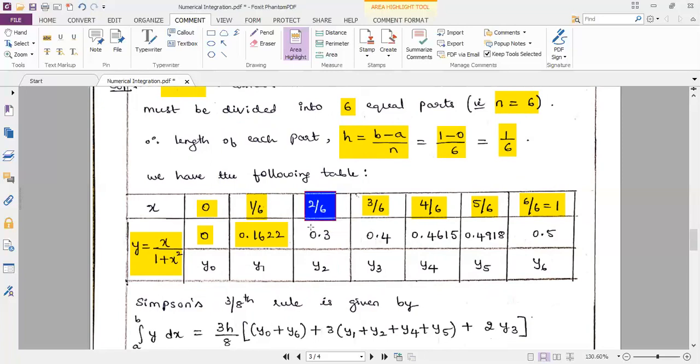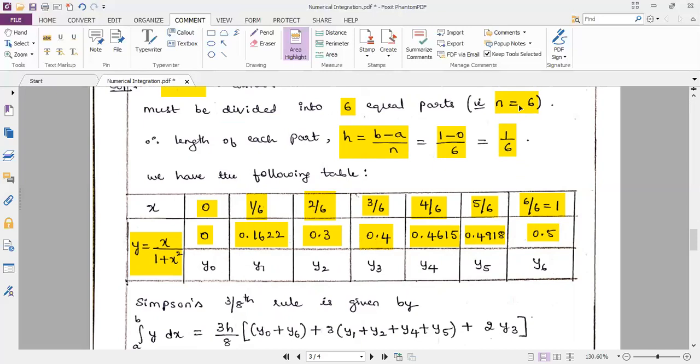Substituting x is equal to 2 by 6, we obtain y is equal to 0.3. Next, x is 3 by 6, respective value of y is 0.4. Substituting x as 4 by 6 in x divided by 1 plus x square, we obtain y is equal to 0.4615. And x is equal to 5 by 6 will give us 0.4918. And lastly, when x is equal to 1, we get 0.5. We respectively denote each of these values by y0, y1, y2, y3, y4, y5, y6.